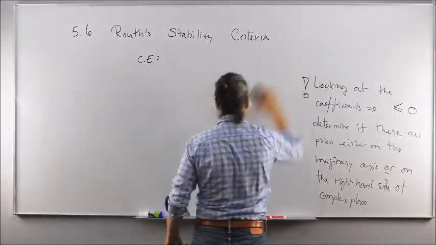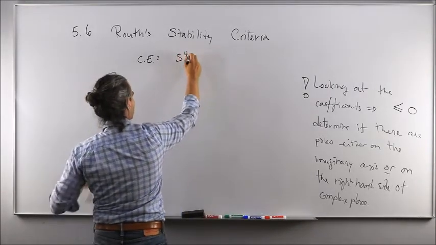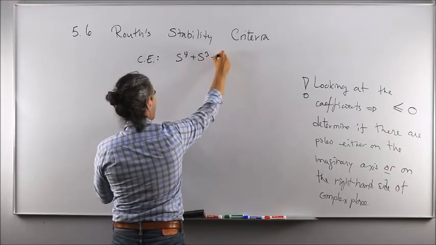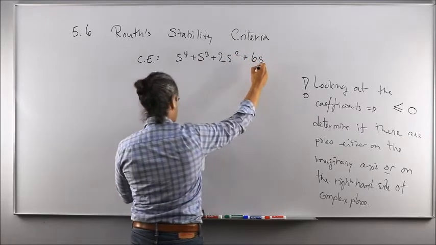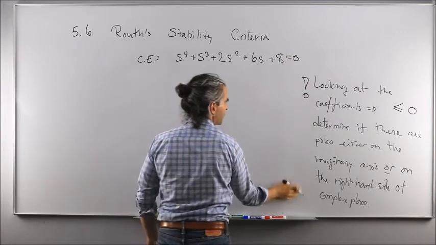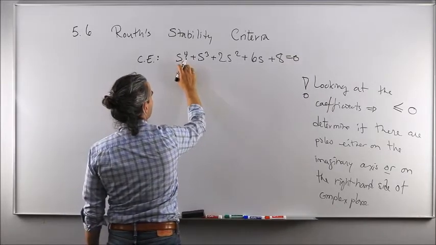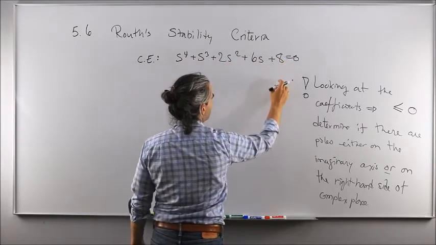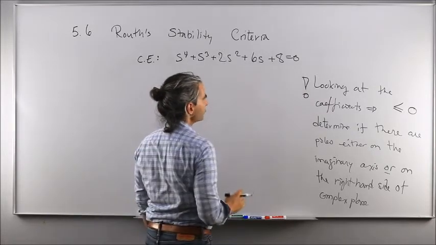Let's do a third quick example with another characteristic equation. This time, s^4 plus s^3 plus 2s^2 plus 6s plus 8 equals 0. Again, we're going to apply this quick trick. I have all my s terms, s^4, s^3, s^2, s and s to the power 0. I'm good. They're all there and they're all positive.